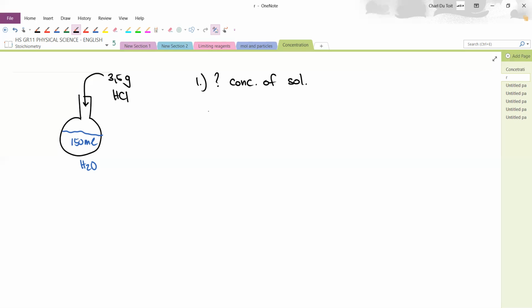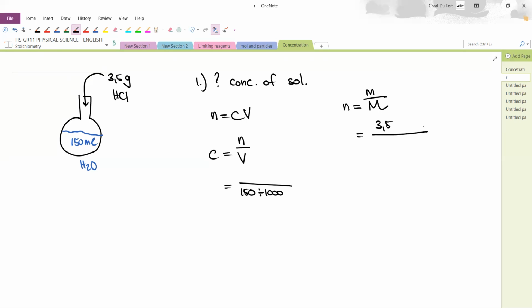Okay, let the equation guide you. The equation is mole is concentration times volume. So concentration is the amount of moles divided by the volume. So in other words, this equation is telling me I need the mole and I divide it by the volume. The volume I've got is 150 milliliters, but I need to convert it to liters or cubic decimeters. So that's 150 divided by 1,000. And the amount of mole I can only find by using this equation. Mole is mass over molar mass. The mass is 3,5 and the molar mass of HCl is 1 hydrogen plus 35,5, which is chlorine.